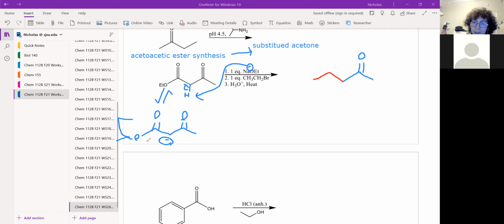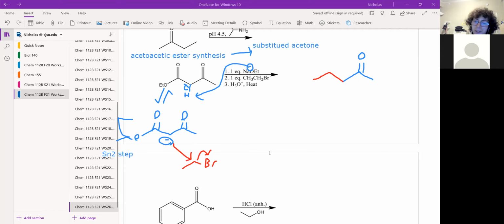And enolates are good nucleophiles. And we're adding an alkyl halide, which is a good electrophile for SN2 reactions. And this is a detail that's important to remember for this. This is an SN2 step. So if the alkyl halide you added in that second step was tertiary, then it wouldn't work this way because it doesn't work. Yeah, okay.